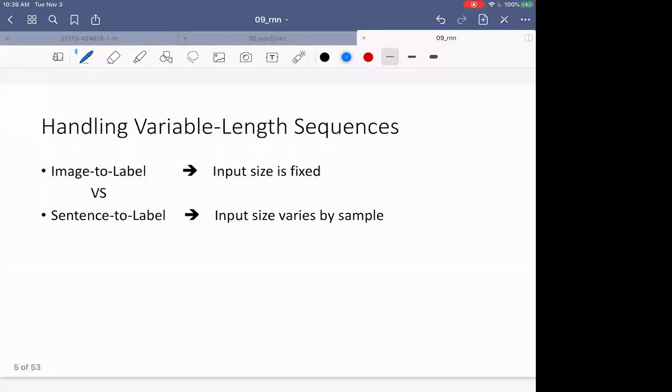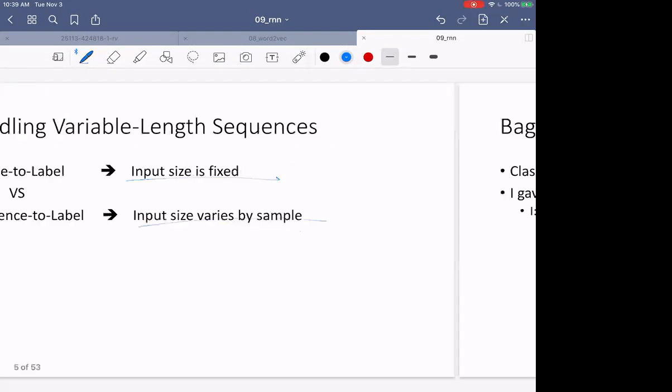Sometimes 3 words, sometimes 5 words. And it's not just words. It can be any sequence, like time series data sets, such as sensors or stock prices. If you're thinking about stock prices, then you might feed 100 days or 5 days or 20 days or maybe 1,000 days. You never know. So the first scenario is the input size is fixed. The second scenario, input size varies by sample.